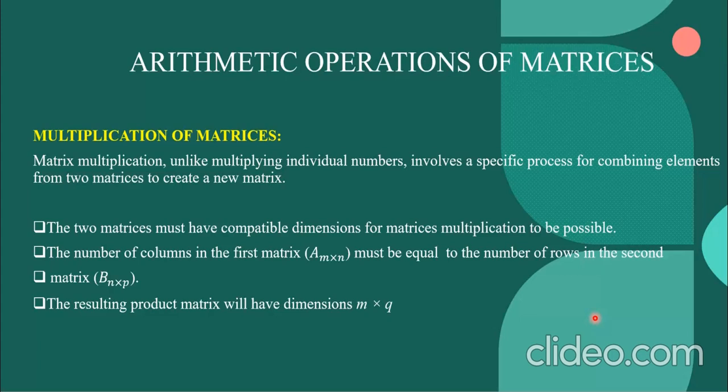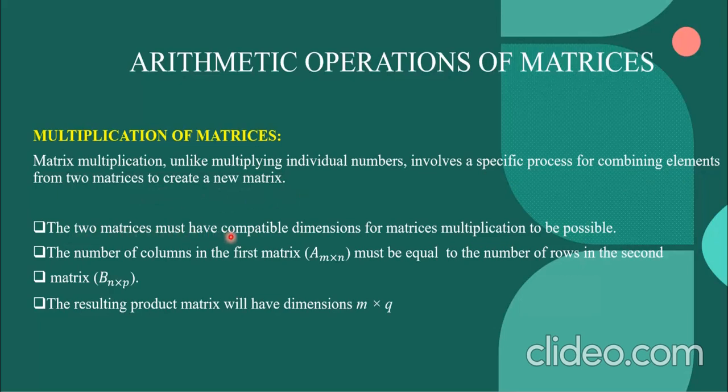Now, let's look at multiplication of matrices. This is different from scalar multiple of matrices. Over here, we multiply a matrix by another matrix. So there are conditions. Matrix multiplication, unlike multiplying individual numbers, involves a specific process for combining elements from two matrices to create a new matrix.